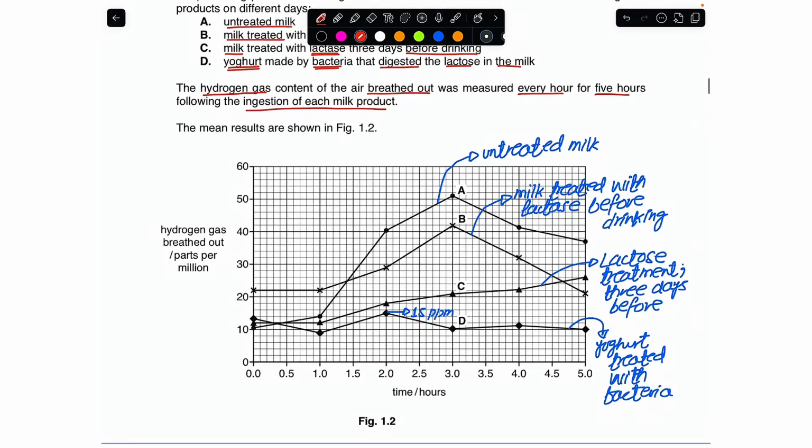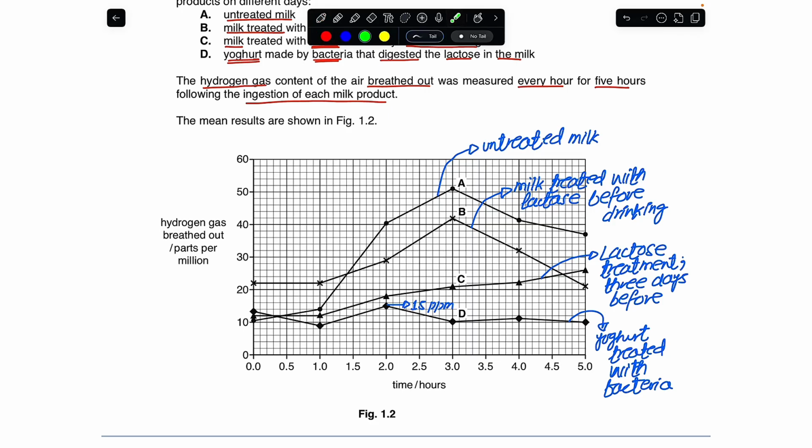Now, if we come toward the graph, which I have already labeled, it gives me an idea of which protocol among them is the most feasible one. On the x-axis, we have the time in hours, and on the y-axis, we have the hydrogen gas that is breathed out in terms of parts per million.